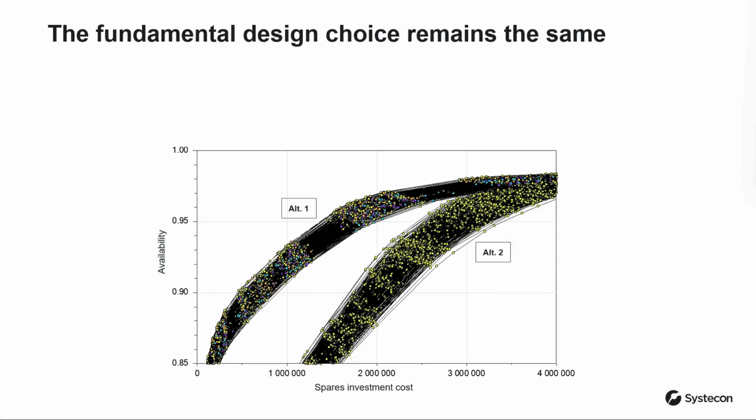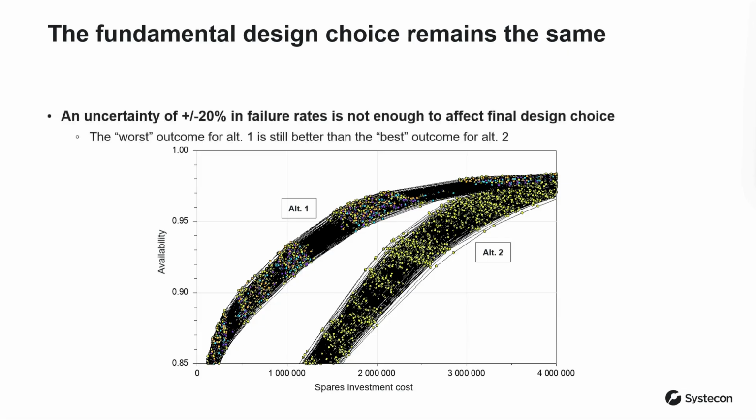If we run 500 replications for each alternative, we end up with this piece of art, where you can clearly distinguish the 2 alternatives. If we select the worst outcome of alternative number 1 and compare it to the best outcome of alternative number 2, the former remains the preferred option, at least from a cost-effectiveness perspective.